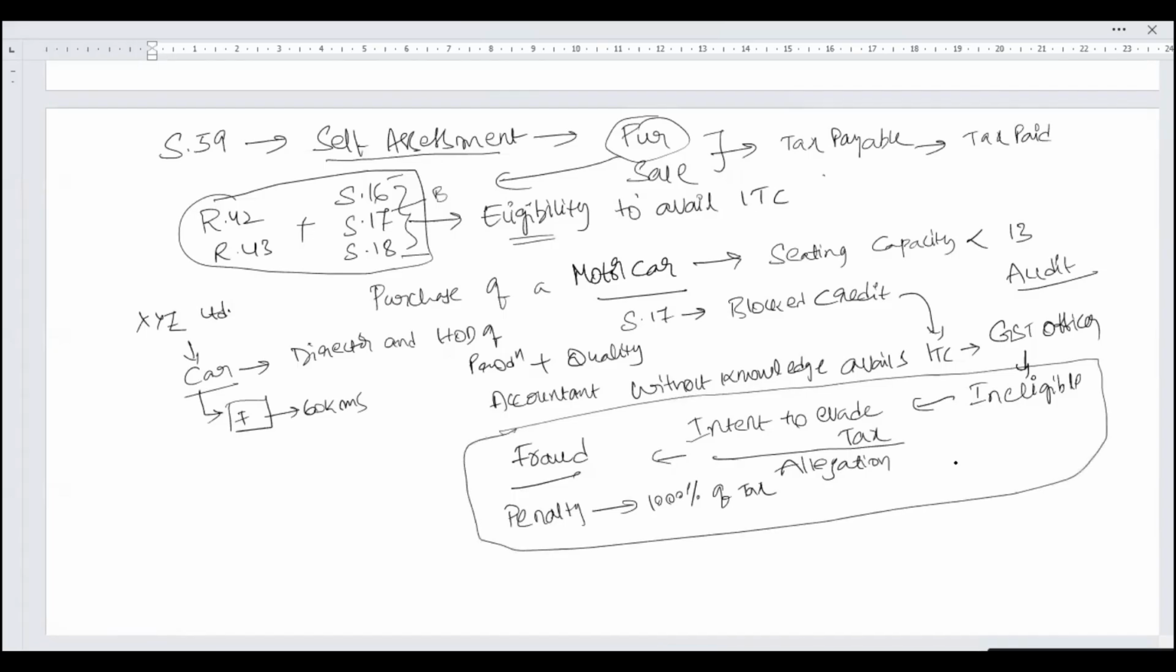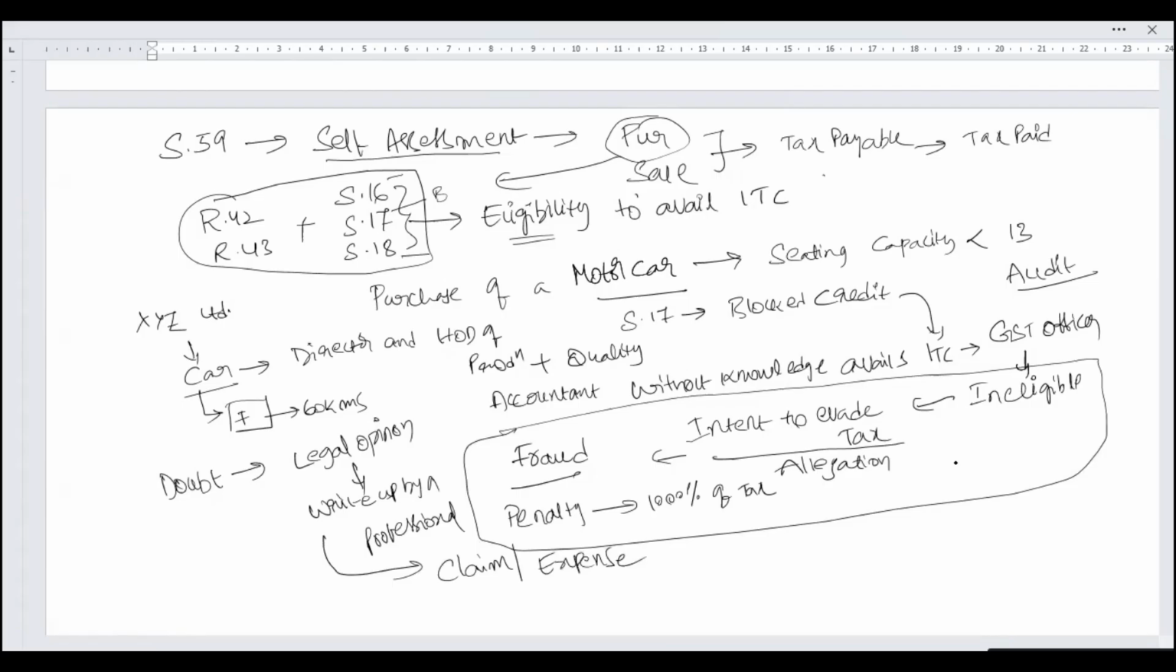So for avoiding this kind of mistakes, whenever we have a doubt, companies generally take a legal opinion. Now, this legal opinion will be a write-up which is given by a professional. Based on this write-up, the company will claim or put as an expense this particular input tax credit. So why are we talking about all this? The connection again is coming from here.